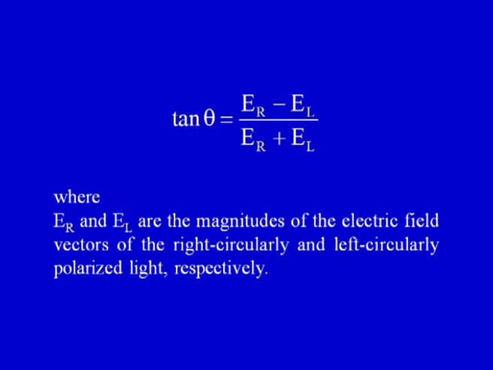Now, here E_r and E_l are the magnitudes of the electric field vectors of the right circularly polarized and left circularly polarized light. The units of molar ellipticity are mostly expressed in terms of degrees centimeter square per decimole, and to calculate molar ellipticity the sample concentration, cell path length in centimeter, sample concentration in grams per liter and the molecular weight in gram per mole must be known.